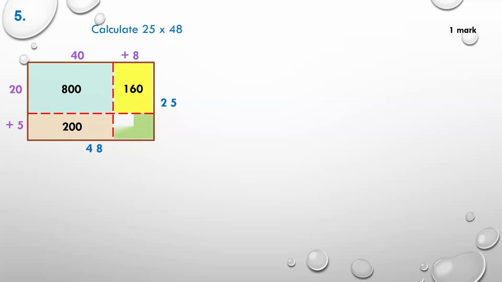And the last rectangle, we have 5 times 8, the length times breadth, which is 40. So what is the area of the whole thing? Well, we could add it up. 800 plus 200 plus 160. Anything else? 1, 2, 3, 4 of them. Plus 40. So we're going to add that.